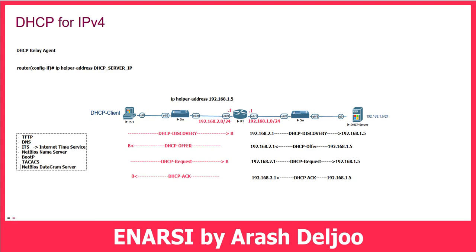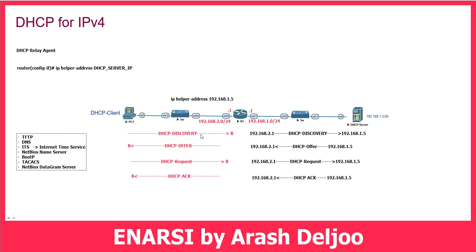Because of that, the main function of the IP helper address or DHCP relay agent is for DHCP. Because of that, the name of this feature is DHCP relay agent, not TFTP relay agent, not bootp or TACACS plus or NetBIOS datagram server relay agent. In most cases this command is only used for the DHCP relay agent.